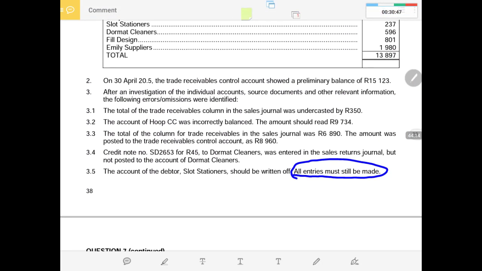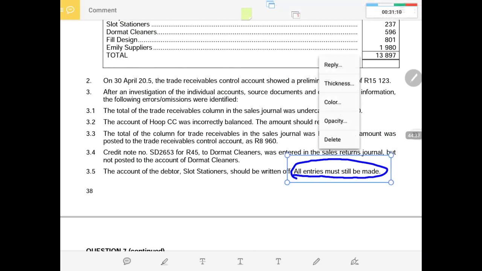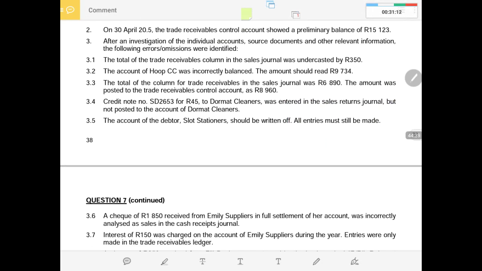Next transaction, and please guys take note, they say all. They could have said maybe it was recorded in the account of the customer, but not in the trade receivables. They might say it was recorded correctly in the trade receivables, but not in the account of the customer. So it can be any way that the examiner wants to assess you at that specific point in time of the exam.